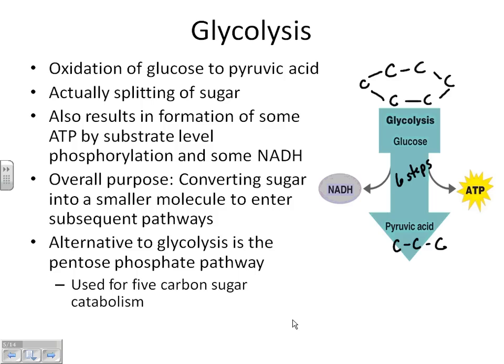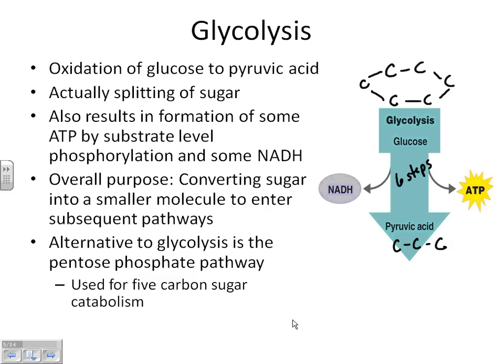So what is different between glucose and pyruvate? We went from six carbons to three carbons. So what did we do to it? We just split it. We broke it in half. Okay? That is all that is really happening that matters in this step. So our overall goal of this is to make it smaller.